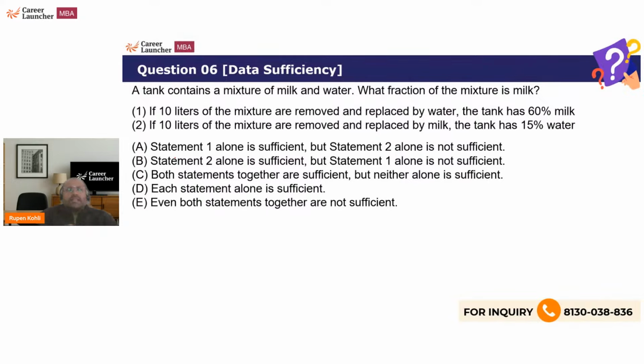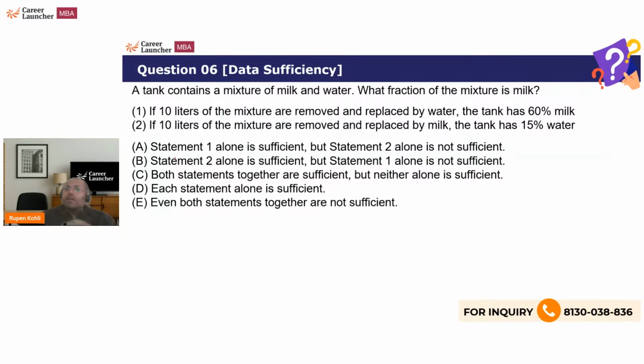Okay, so a tank contains a mixture of milk and water. What fraction of the mixture is milk? Two statements, first and second, look quite similar to read, but there's a big difference. First one says, if 10 liters of the mixture are removed and replaced by water, the tank has 60% milk.